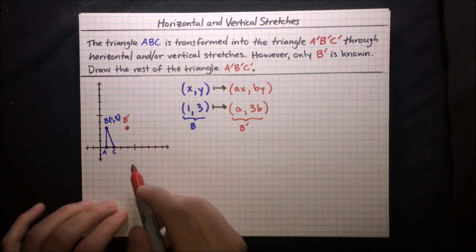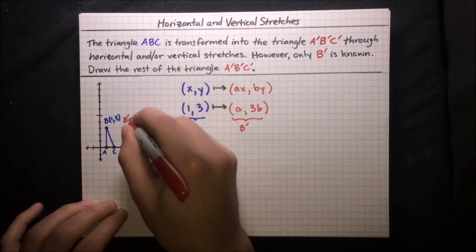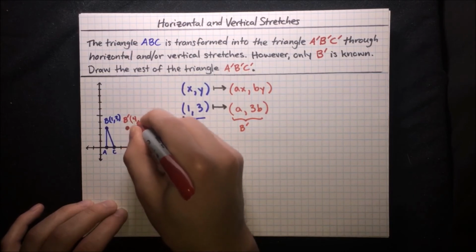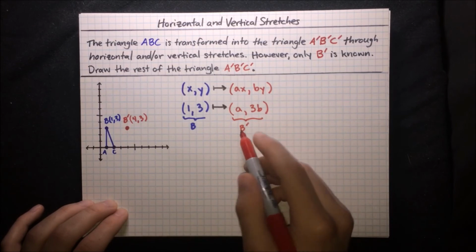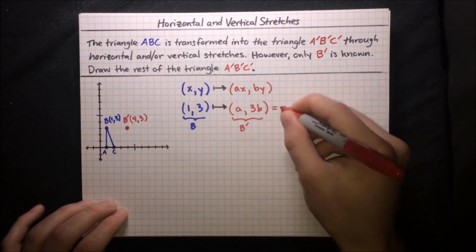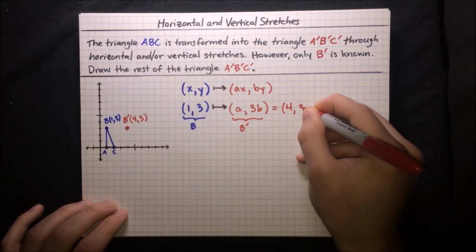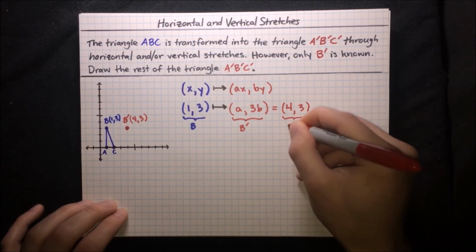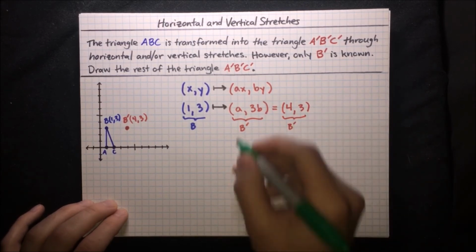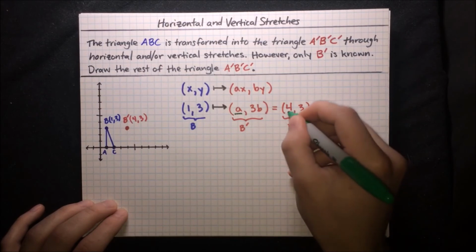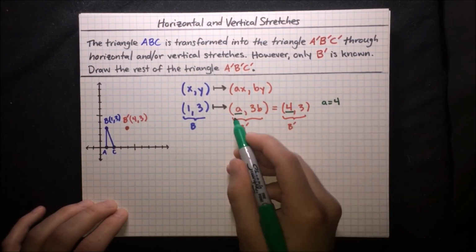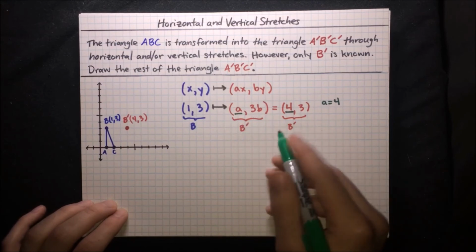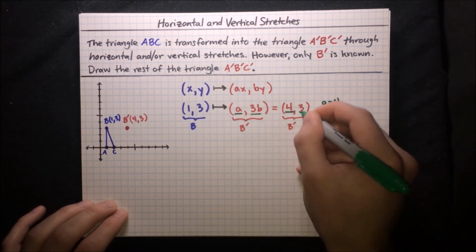What is B prime on the graph? Well, that's over 1, 2, 3, 4, and up 1, 2, 3. So B prime is 4, 3. So this point a, 3b, that's B prime, but we also know that B prime is given by just 4, 3. That's also B prime. Now with that, we can set the x-coordinates equal to each other. So a equals 4. Well, that was easy. Now we know what a is, and we can also set the y-coordinates equal: 3b equals 3.